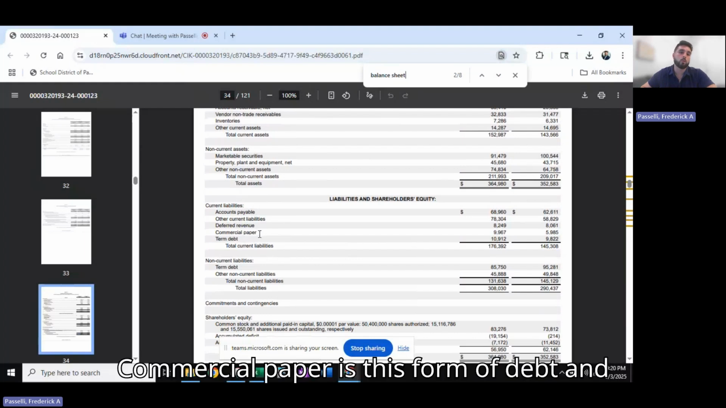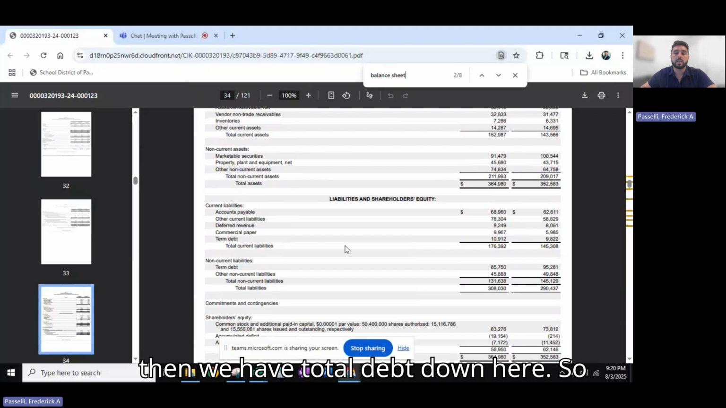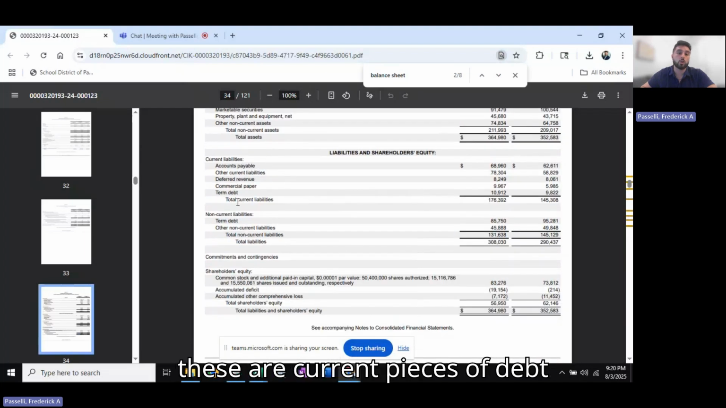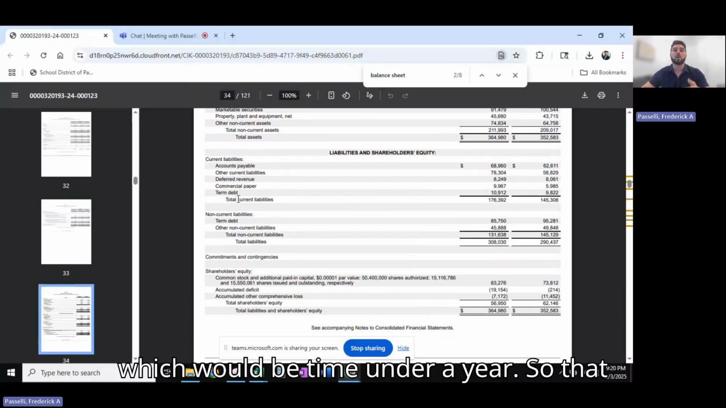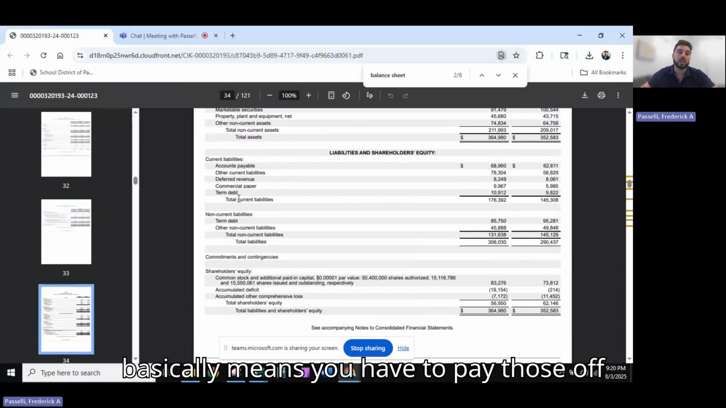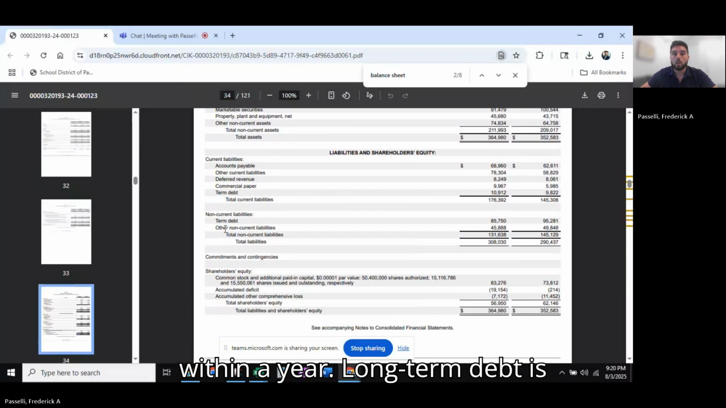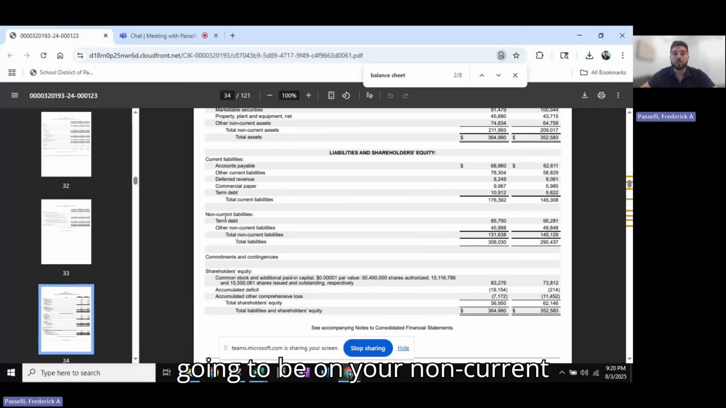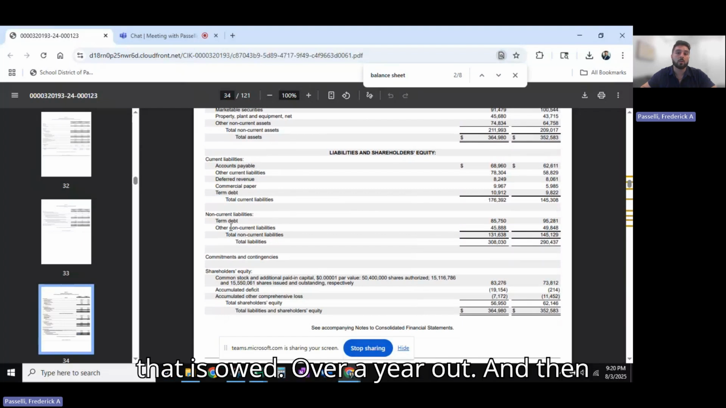Commercial paper is a form of debt. And then we have total debt down here. This is just another form of debt. These are current pieces of debt, which would be due within a year. That basically means you have to pay those off within a year. Long-term debt is going to be under non-current liabilities. That's basically debt that is owed over a year out.